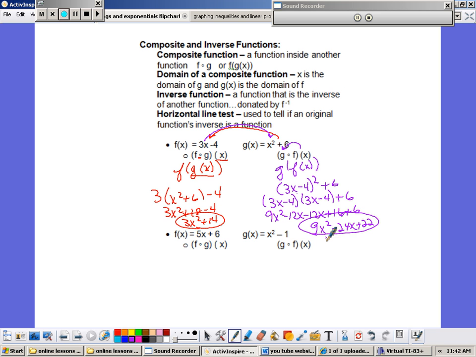Let's do this again. F of g of x. That's what it means. So when we take g and put it into f. So 5 times x squared minus 1 plus 6. 5x squared minus 5 plus 6. 5x squared plus 1.